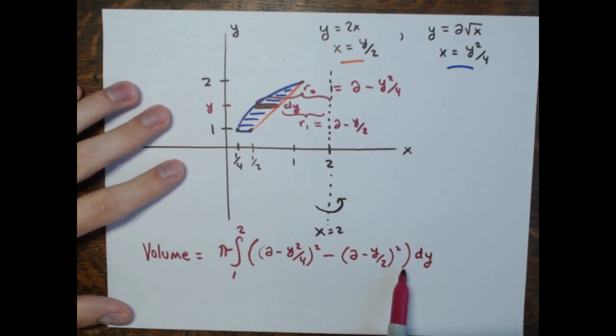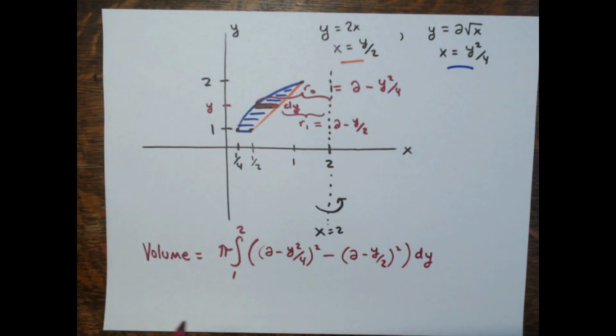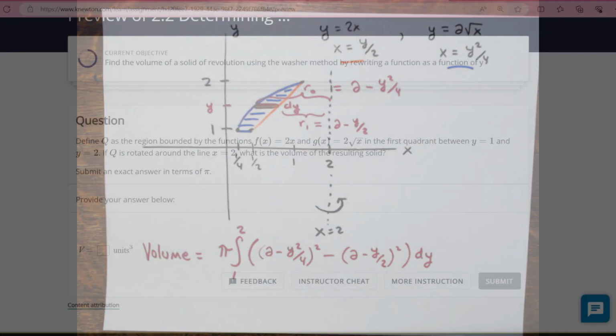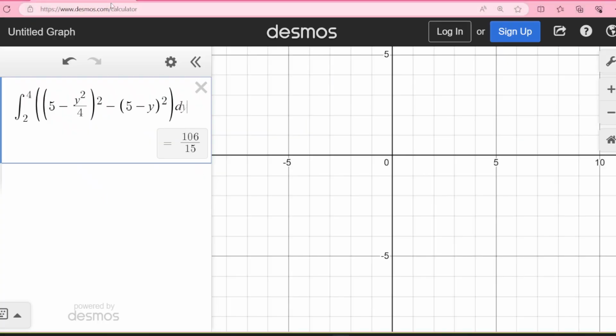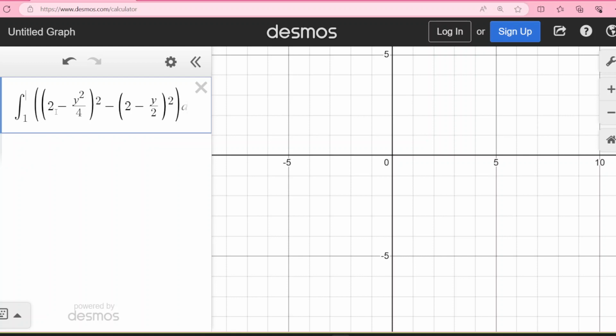And once again, this is going to be a nice polynomial, so I'm just going to enter this in Desmos to get a rational number and then multiply it by pi. It's not too dissimilar from the last one, right? Instead of 5 minus y squared over 4, it was 2 minus y squared over 4. And instead of 5 minus y, it was 2 minus half of y, or y over 2. And the limits of integration were from 1 to 2. All right, so 1 to 2.